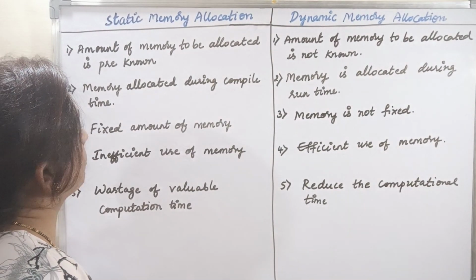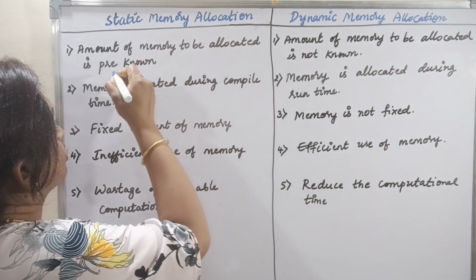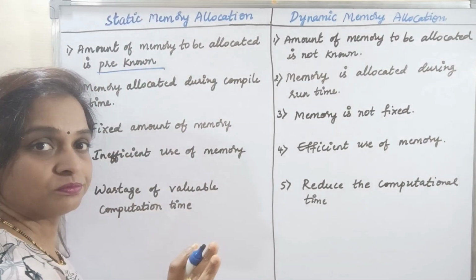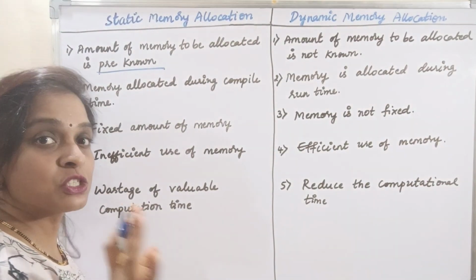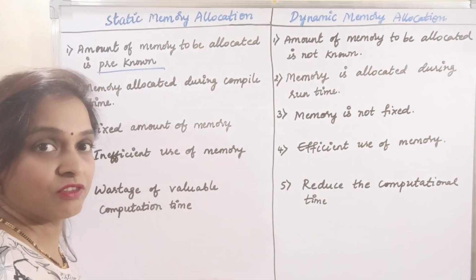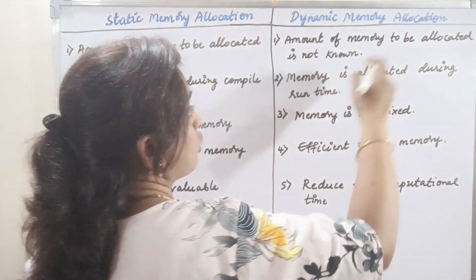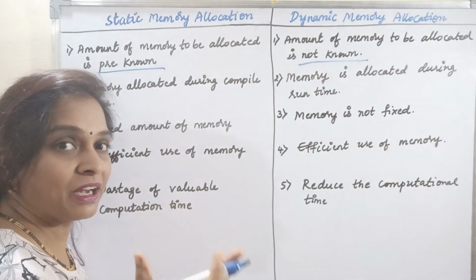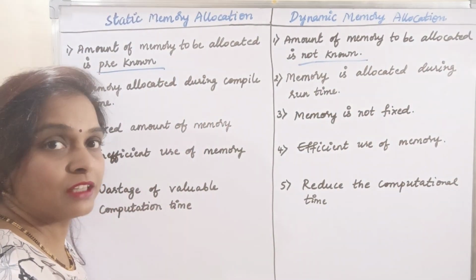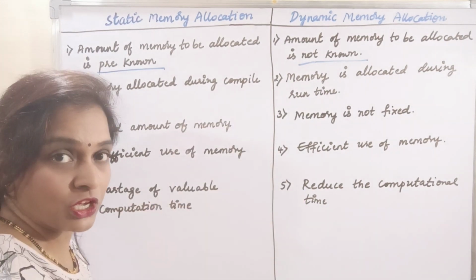In static memory allocation, the amount of memory to be allocated is pre-known. How much memory do I need to allocate? It is known to me earlier itself. But in dynamic memory allocation, the amount of memory to be allocated is not known. I cannot predict it.